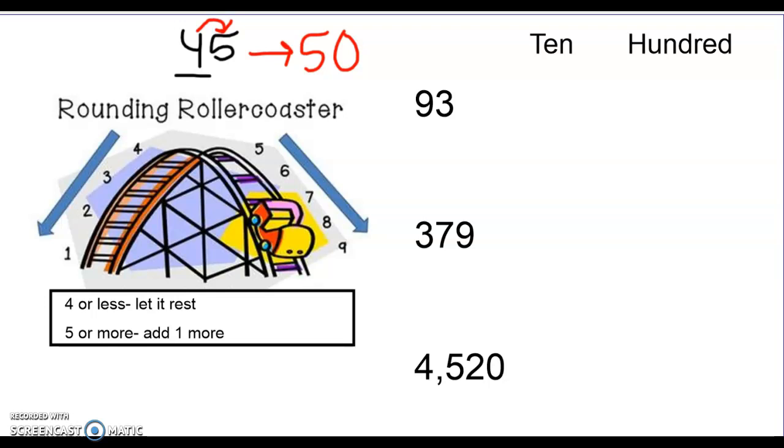So let's do some examples here together. If I have the number 93, I'm going to underline my 9 because that's my tens place. I look next door, and the 3 is going to tell my 9 to let it rest because, as you can see, it's on that downward slope of the roller coaster. So if I let my 9 rest, it stays a 9, and then everything in the back turns to 0. So that would be 90.